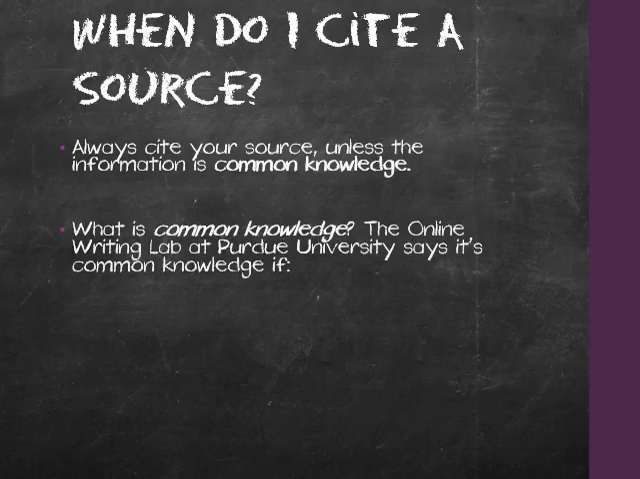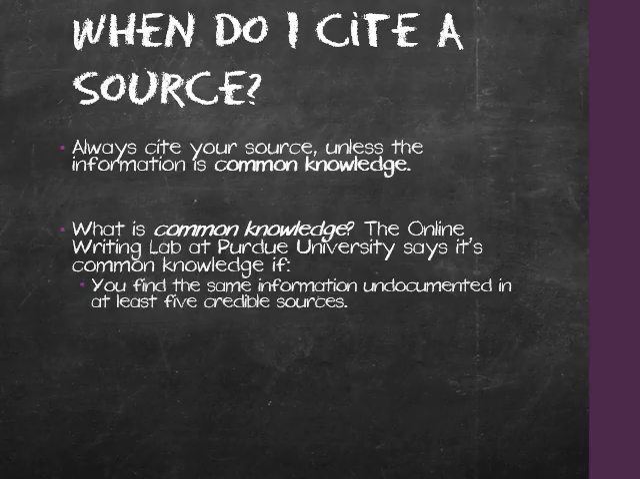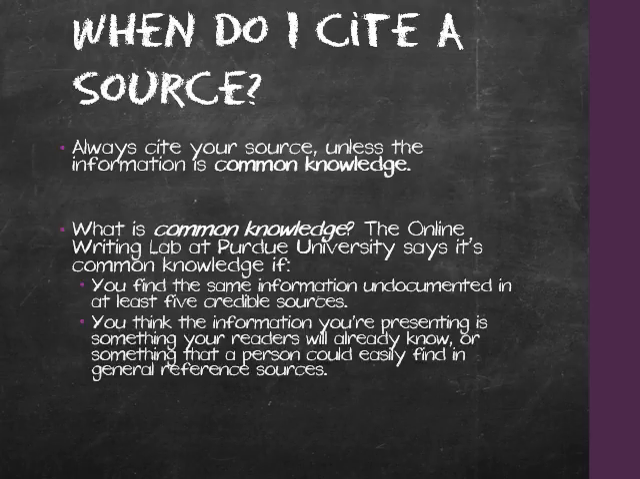The Online Writing Lab at Purdue University says, information is common knowledge if, number 1, you can find the information undocumented in at least 5 credible sources, or, number 2, you think the information you're presenting is something your readers will already know, or something a person could easily find in general reference sources. Always remember, when in doubt, cite it.